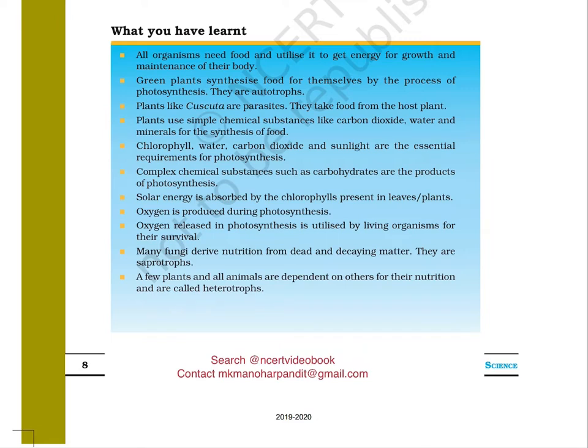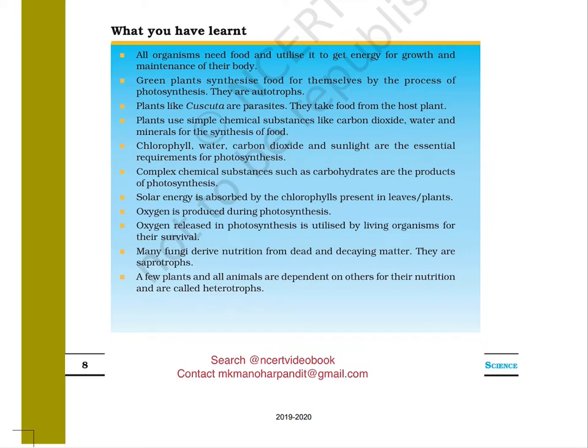3. Plants like Cuscuta are parasites. They take food from the host plant. 4. Plants use simple chemical substances like carbon dioxide, water, and minerals for the synthesis of food.